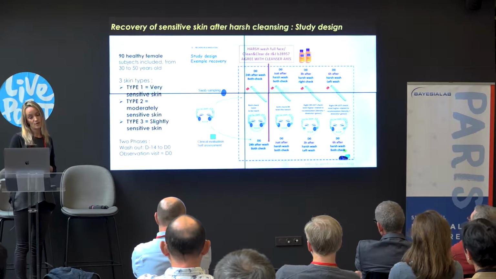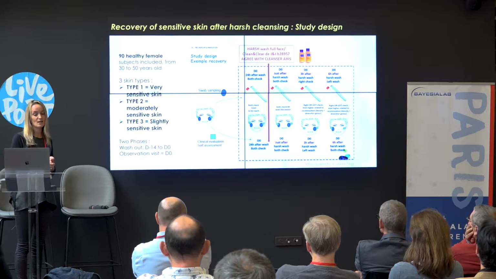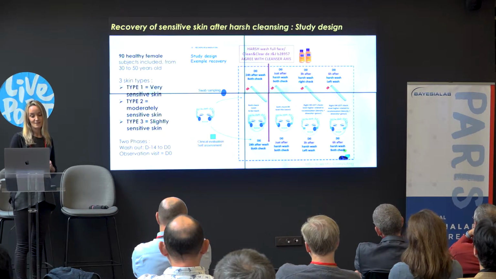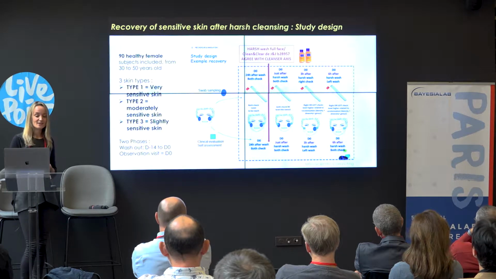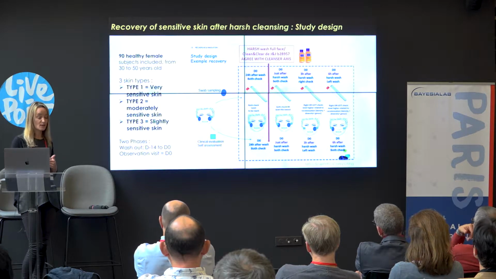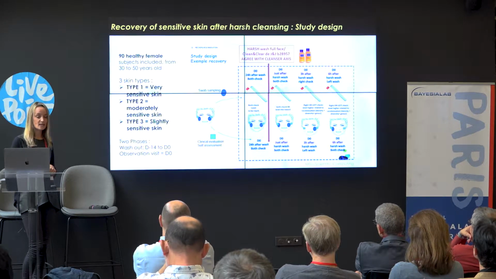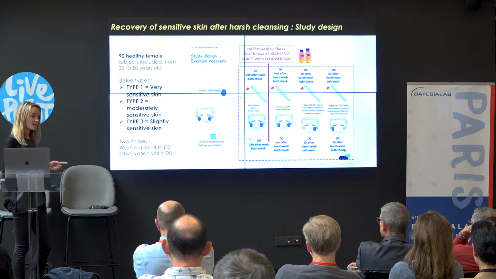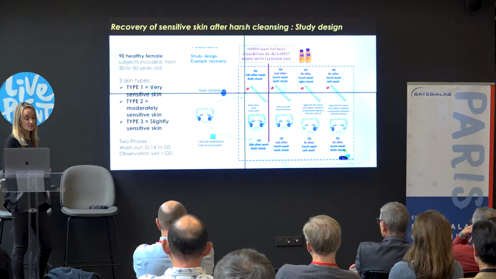So we decided to perform this study to better understand the real consumer perception, and so we performed it on 80 females, aged from 30 to 50 years old. They were all healthy. And those 80 females were divided into 3 groups. The type 1 for very sensitive skin, the type 2 for moderately sensitive skin, and the type 3 for slightly to non-sensitive skin. These types were defined by the consumer themselves.